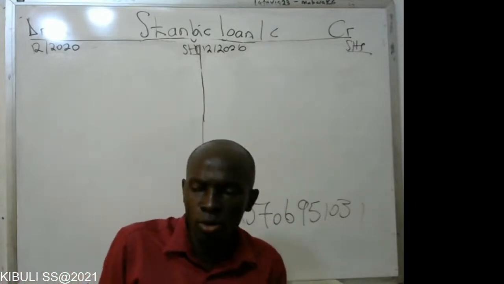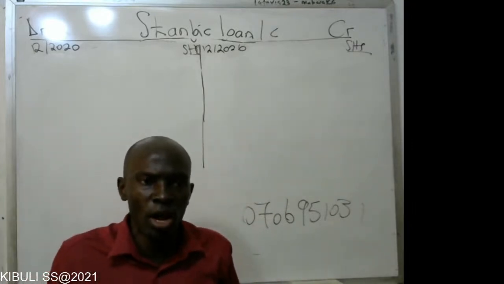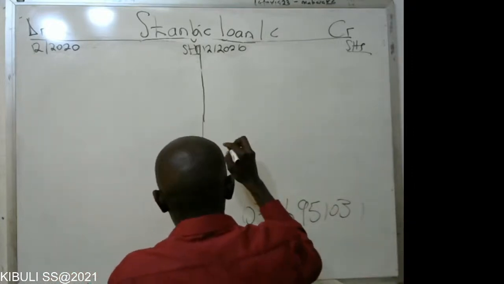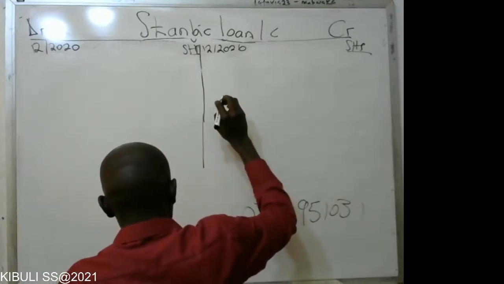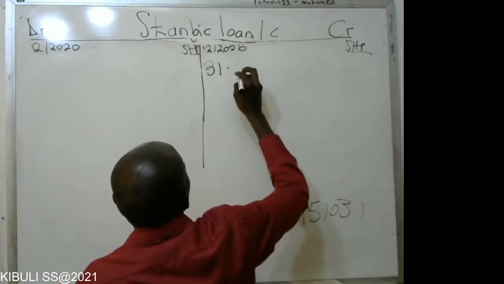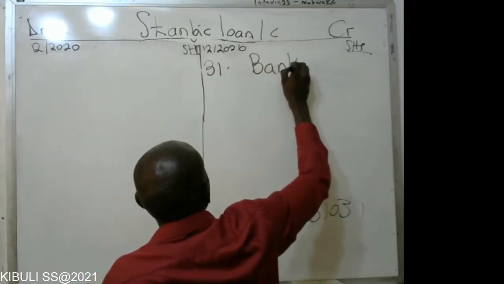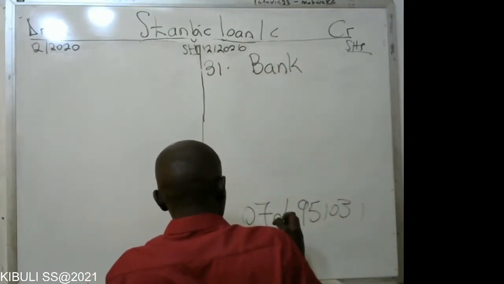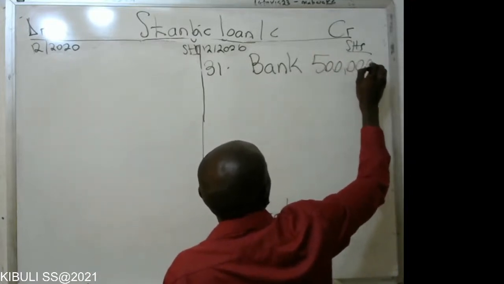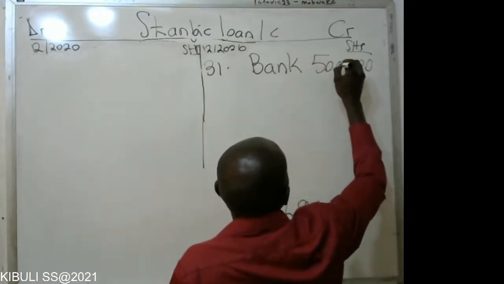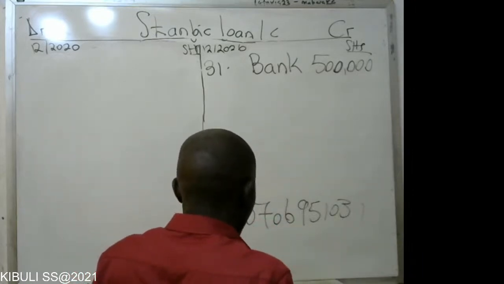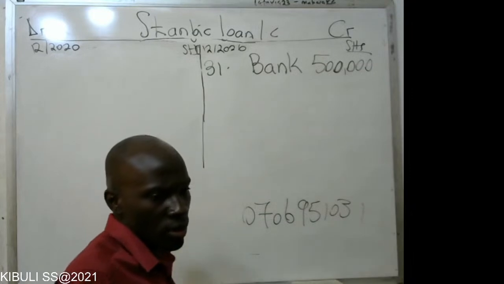Remember the Stanbic loan account, bank gained. So implying that the loan account is going to give out to lose. Is it okay? So you move to the credit side and record. What was the date? The date was 31st. The loan account gave out to bank. How much was it? It was 500,000. Wow, that was too much money. 500,000. I wish I can get that one. So that's how you record in the Stanbic loan account.